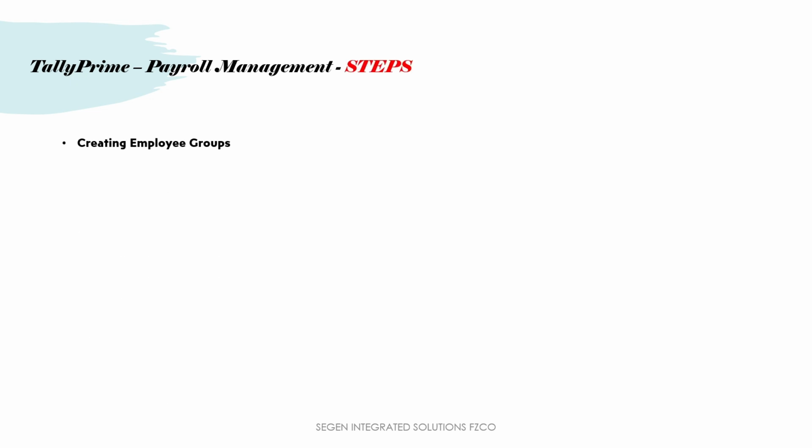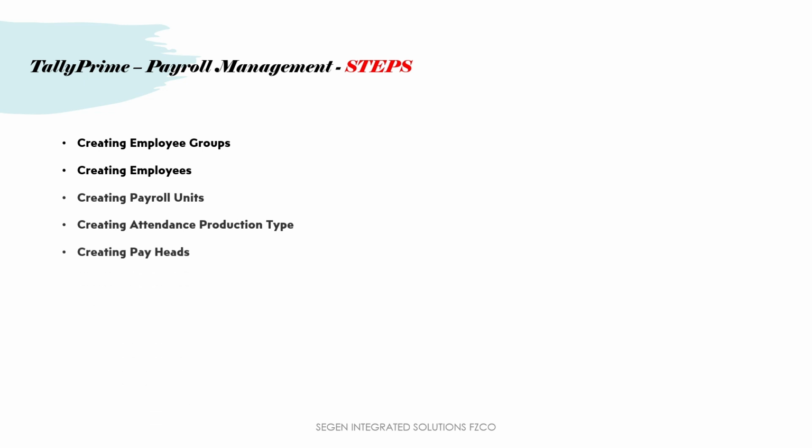And these are the main steps which we have to follow in Tally Prime to implement the payroll feature in Tally. The first step is creating groups, then creating the employees, creating payroll units, creating attendance and production types, creating pay heads, defining the salary structure and payroll transactions, and overtime calculation and posting. If you follow the first 5 or 6 steps, you will easily be configuring the payroll feature in your organization and in your Tally.